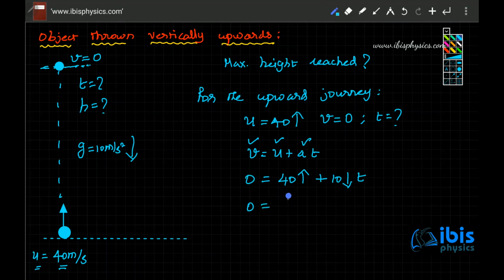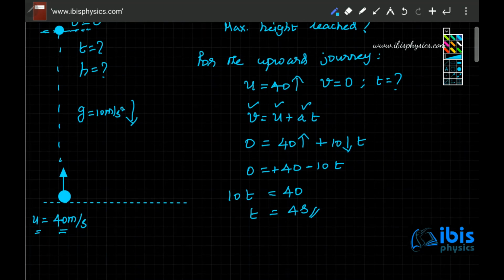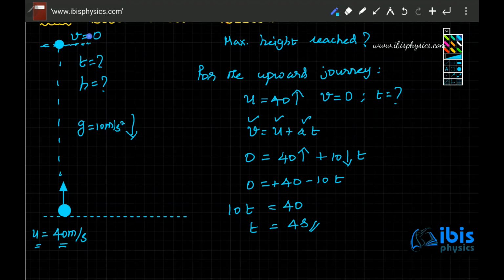0 equal to 40, taking upwards as positive, and downwards as negative, so minus 10t. When minus 10t comes to this side, it becomes plus 10t. So 10t equal to 40, and t equal to 4 seconds. If you throw an object with 40 meter per second, it takes only 4 seconds to reach the highest point. Now you know the initial velocity 40, the final velocity 0, and the displacement you don't know.